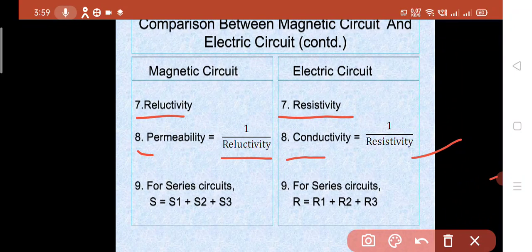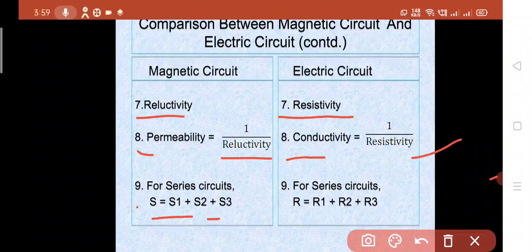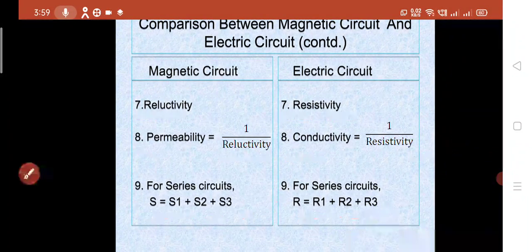And magnetic circuit's 9th point, for series circuits S is equal to S1 plus S2 plus S3. And electric circuit's 9th point, for series circuits R is equal to R1 plus R2 plus R3.